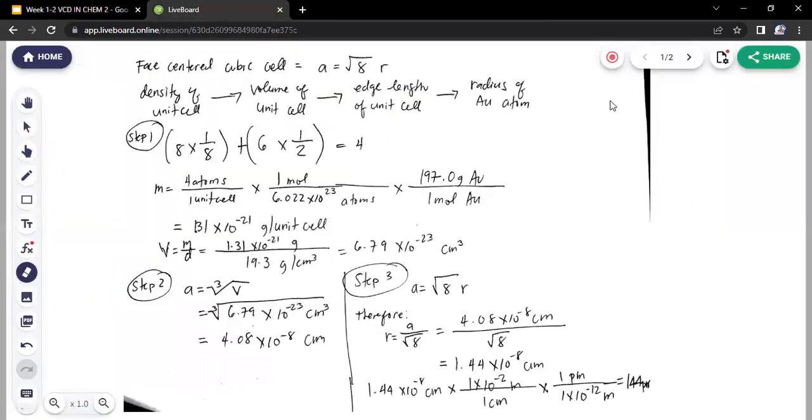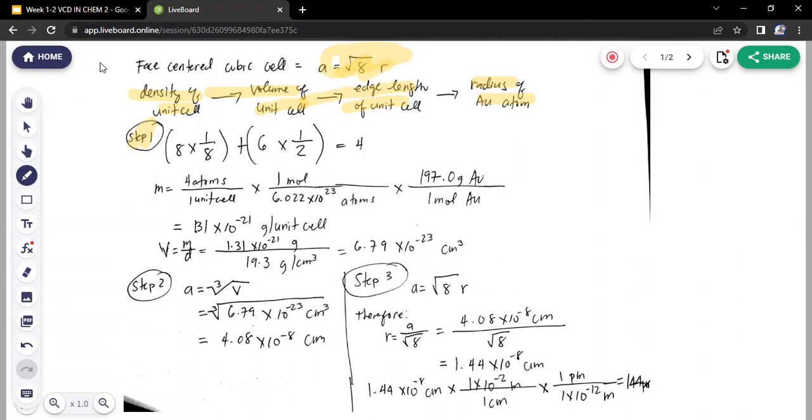Now, for the solution of this one, we have the following. The first step is, as always, from the density of the unit cell, we convert that into the volume of the unit cell and then the edge length of the unit cell. Then we will have the radius of the gold atom. Now, for step 1, for the face-centered cubic cell, a equals the square root of 8 times the radius. This is the relationship between the edge length and the radius for the face-centered cubic cell.